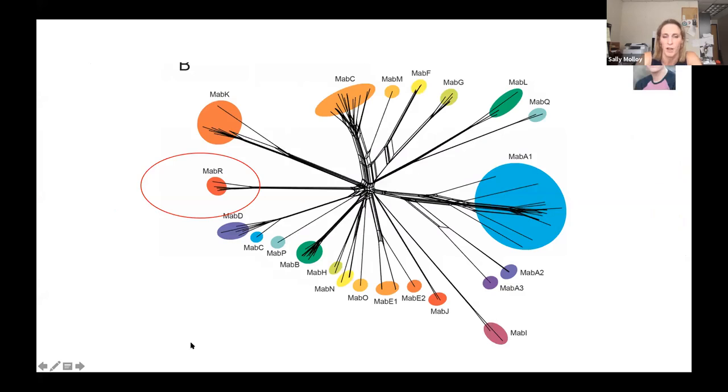And with the help of the Hatfill lab, we sorted this group of prophages into a novel cluster, MAB-R, which is distinct from the other prophages described by the Hatfill group. And so although this is an M. cheloni prophage, it's found in quite a few M. abscessus isolates.